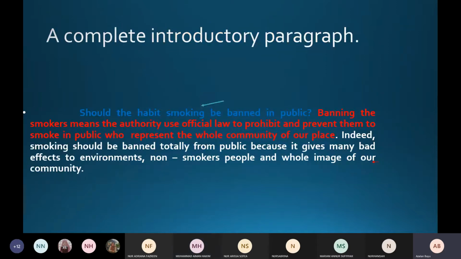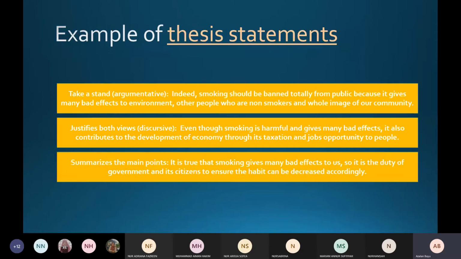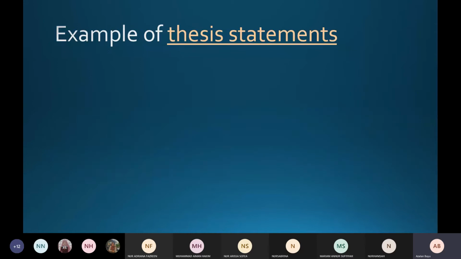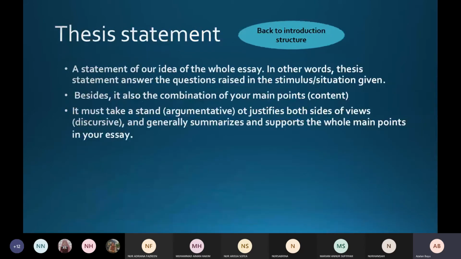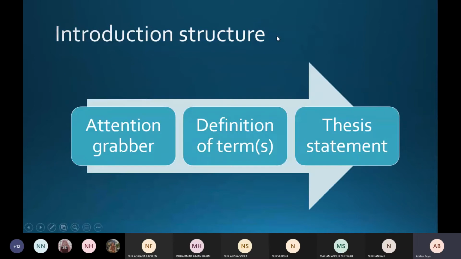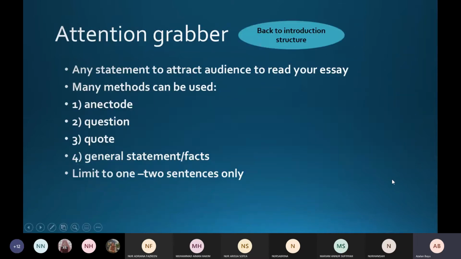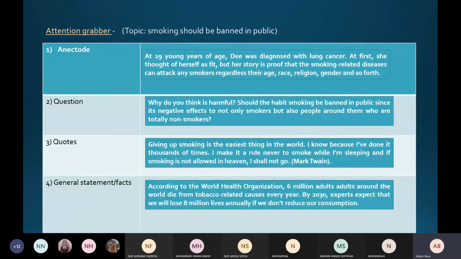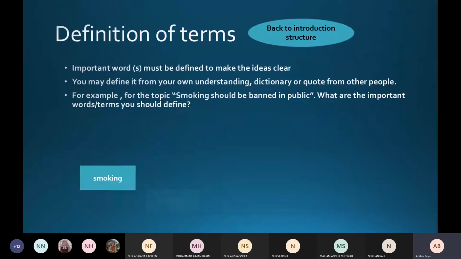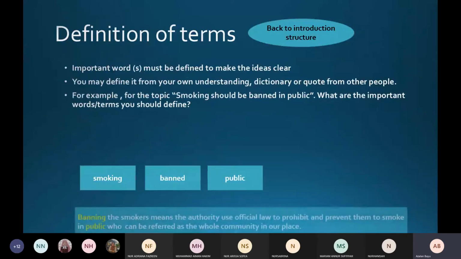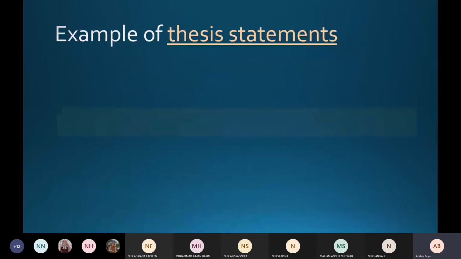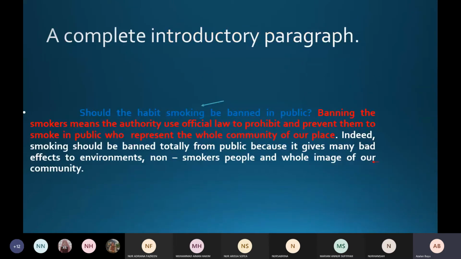Alright, so when we combine everything, the attention grabber plus definition of term plus thesis statement, it will become one complete introduction. Okay, I will show one example. When you combine everything, it will look like this. Just three sentences.